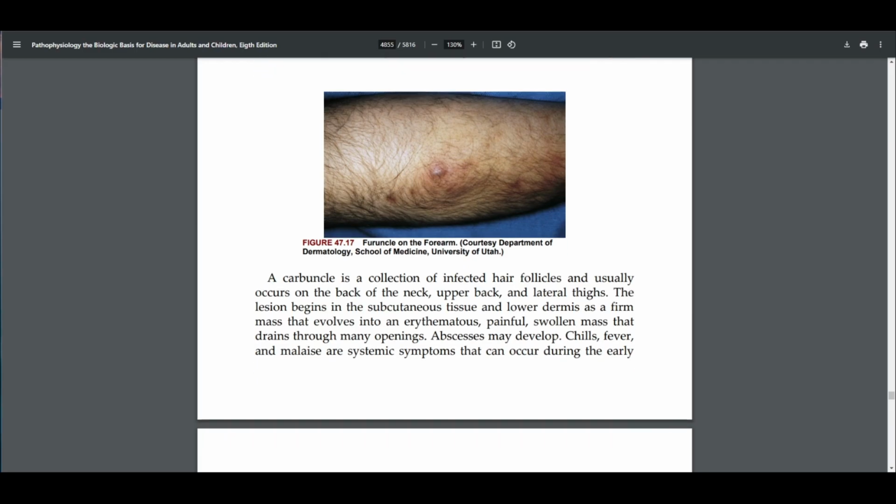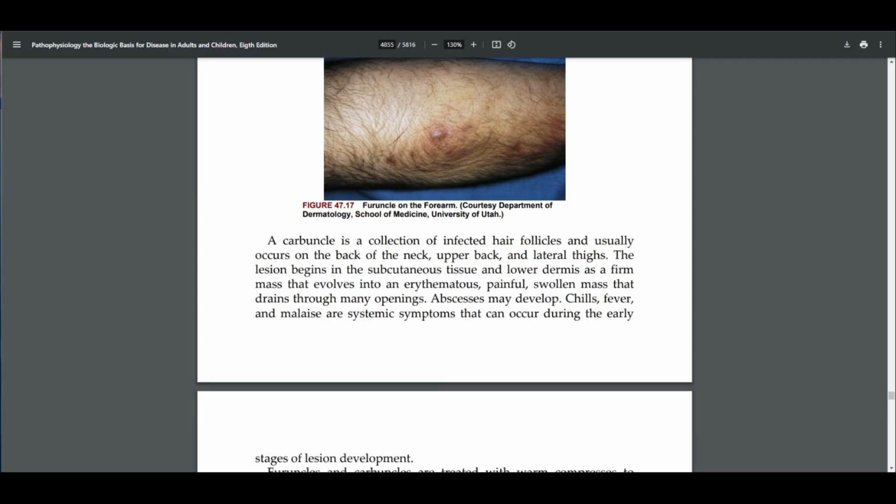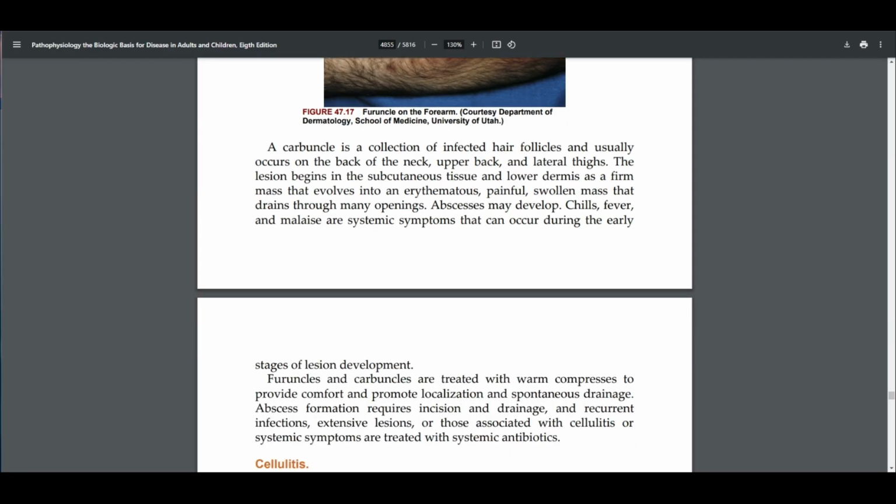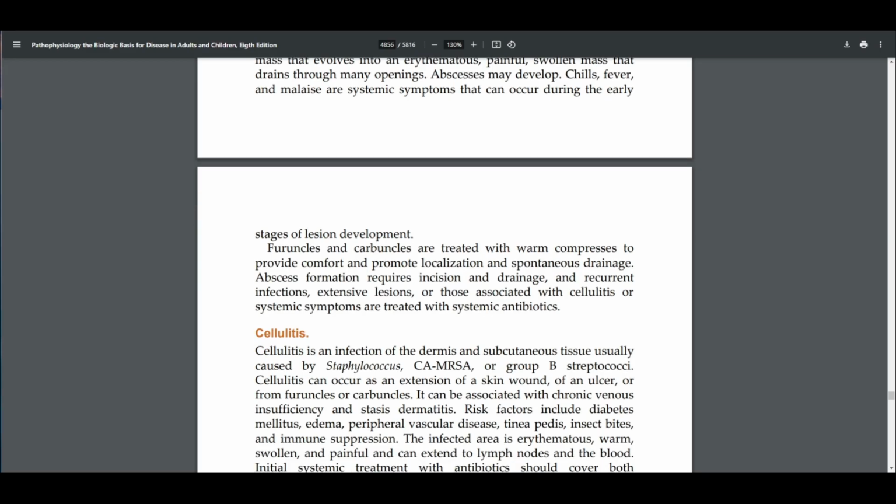A carbuncle is a collection of infected hair follicles and usually occurs on the back of the neck, upper back, and lateral thigh. The lesion begins in the subcutaneous tissue and lower dermis as a firm mass that evolves into an erythematous, painful, swollen mass that drains through many openings. Abscesses may develop. Chills, fever, and malaise are systemic symptoms that can occur during the early stages of lesion development.